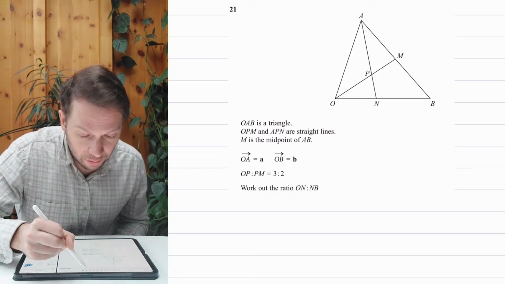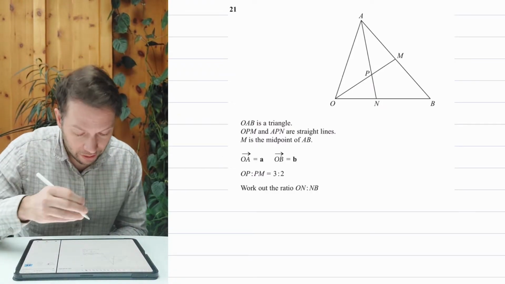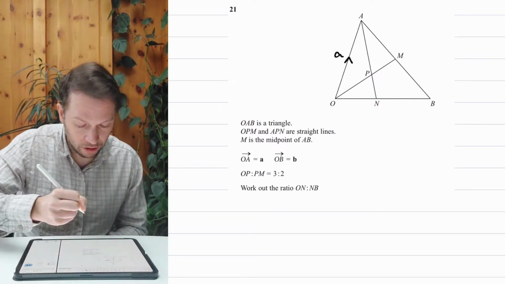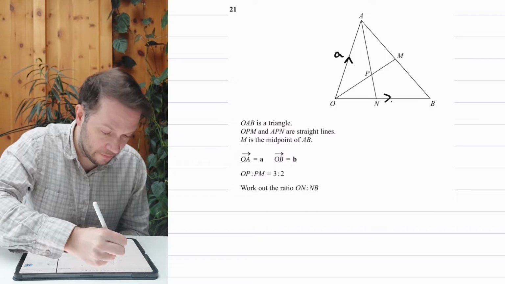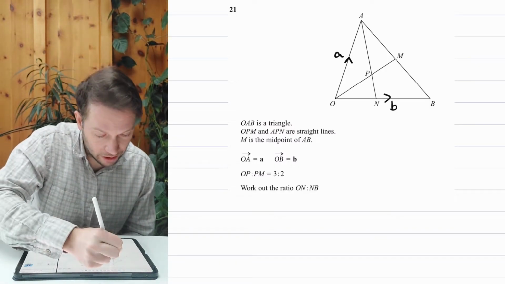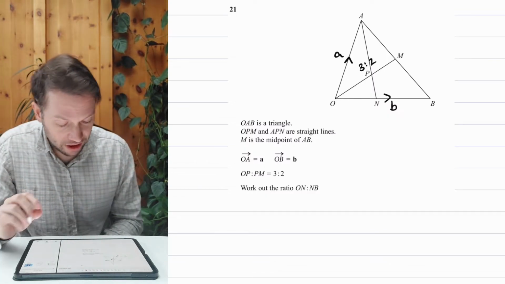Well, firstly, I would just write the information that we've got in the question on the diagram. So we've got O to A is A, let's put that in. We've also got O to B is B, let's put that in. We're also told the ratio of OP to PM is 3 to 2. I tend to like to write the ratios in my vectors questions. So we've got that information.